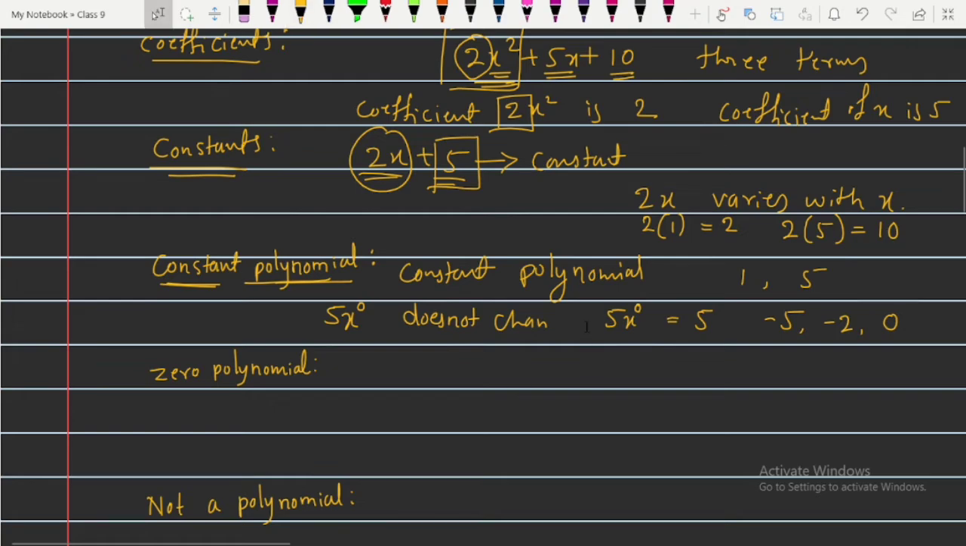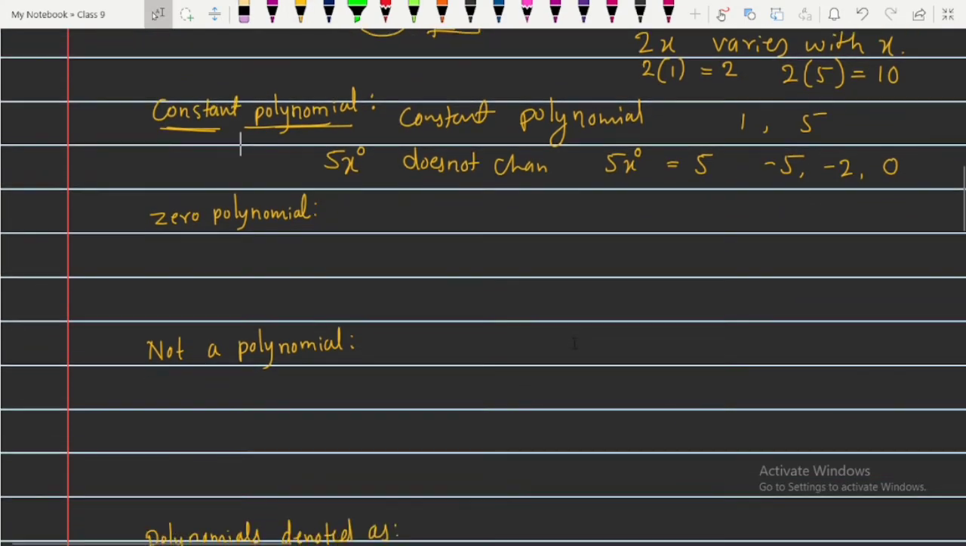Next we have the zero polynomial. What is the zero polynomial? It is a constant polynomial.